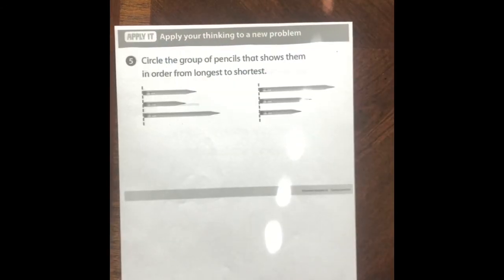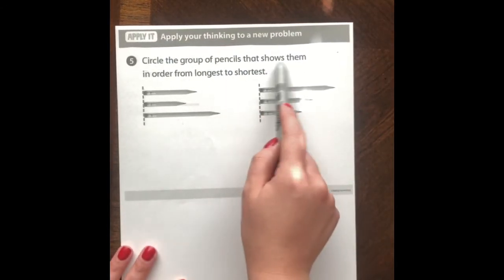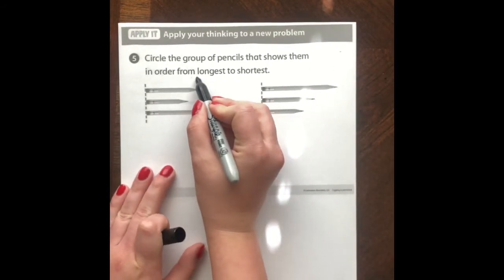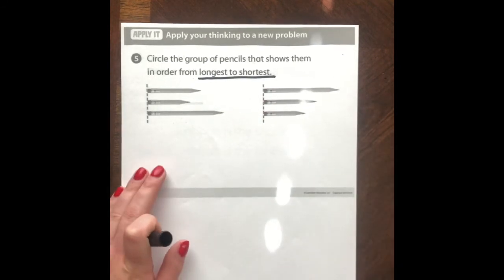Next, we are going to circle the group of pencils that shows them in order from longest to shortest. What's really important here is longest to shortest.